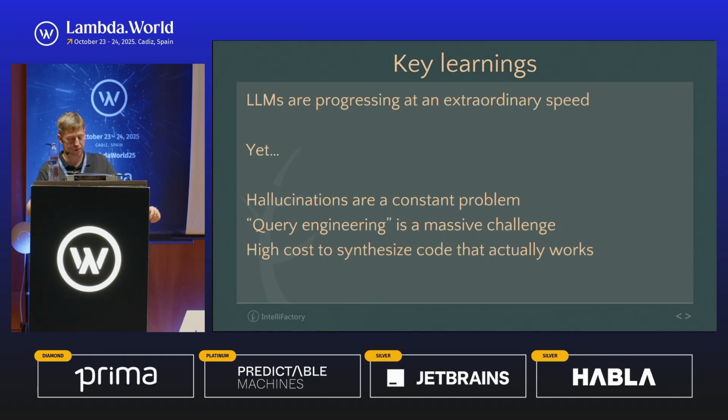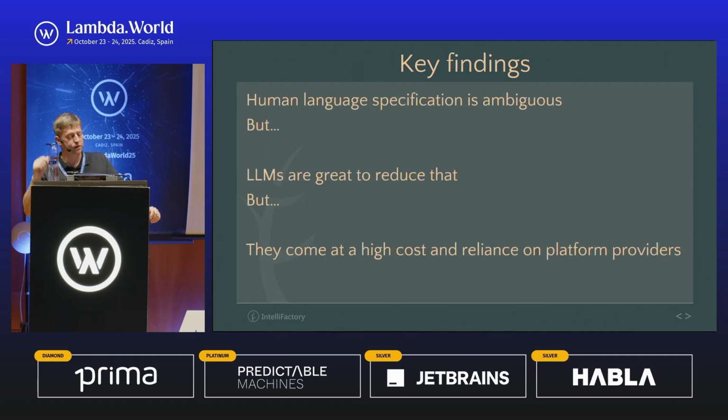So basically, I still tend to think that obviously the human language specification is ambiguous, but LLMs are great at reducing that risk. So everything seems okay, but there's a huge cost, and especially the reliance that you have on these platforms. Imagine that your application or your AI-based development uses ChatGPT or Anthropic or whatever. If those companies' service stops, then your developers are going to be stalled.